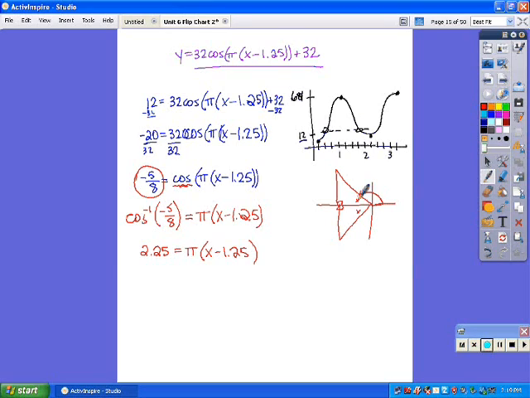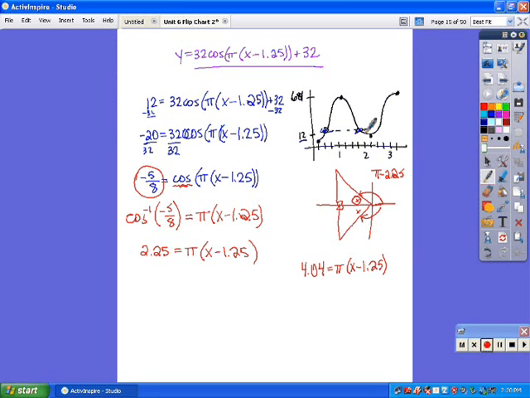To figure out this little angle here, we have to do pi minus 2.25, and then take that answer and add it to pi to get the second angle. Or we could do 2 pi and subtract 2.25 to get the same thing. So if I do 2 pi minus my answer, my second possibility is 4.04 equals pi x minus 1.25, because I'm looking for the first two instances that it touches here and here.